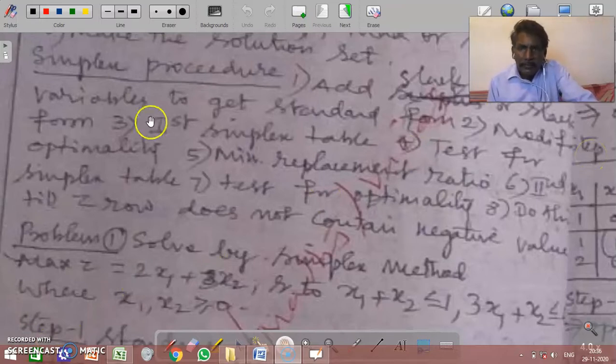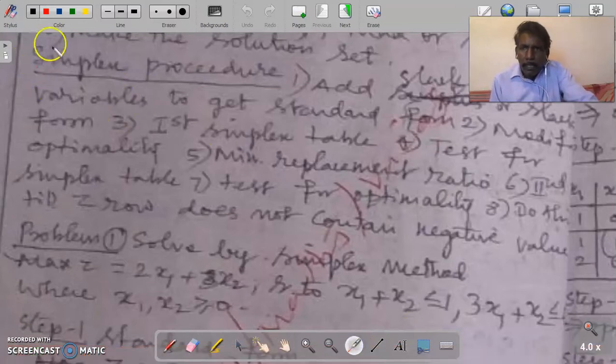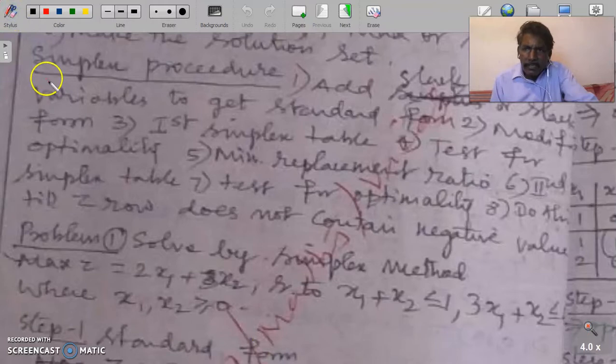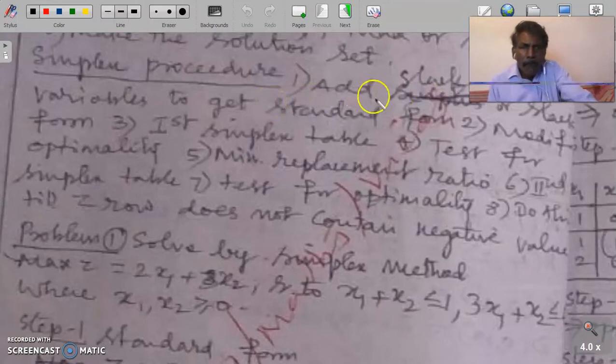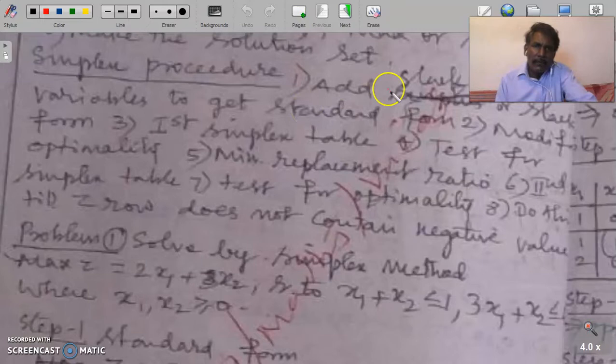Now look at this, the simplex procedure. The first step is we have to add a slack variable on the left hand side of the constraints, or we have to subtract the surplus variable on the left hand side of the constraints. From that we can get the standard form. That is the first step.